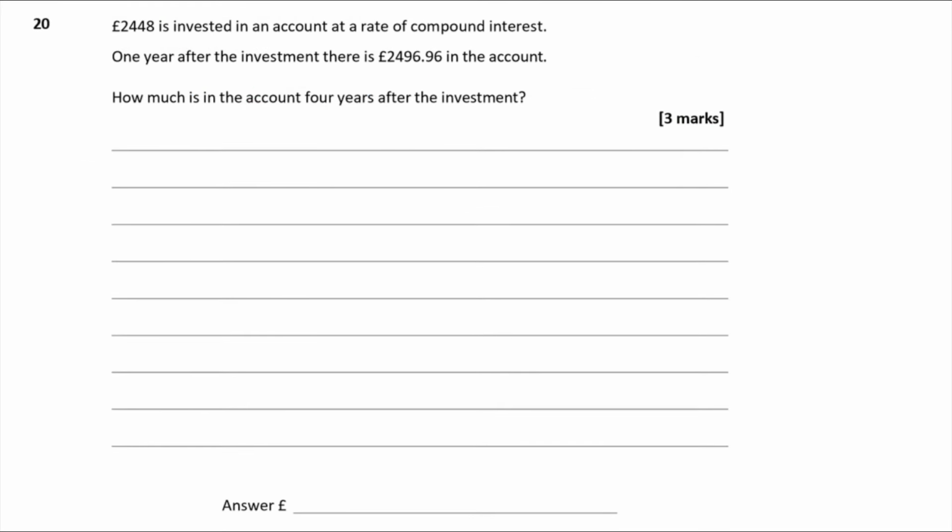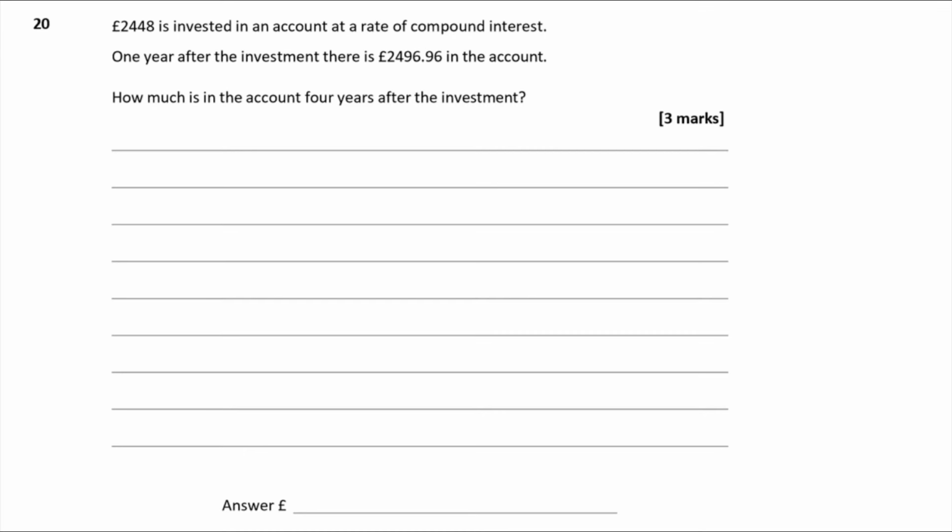Question 20, £2,448 is invested in an account at a rate of compound interest. 1 year after the investment, there is £2,496.96 in the account. How much is in the account 4 years after the investment? Okay, so there are 2 steps to this problem.